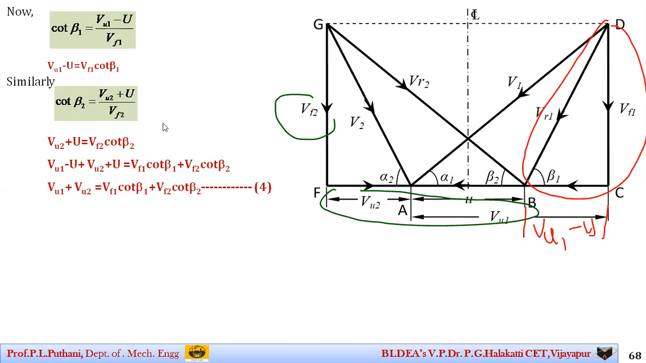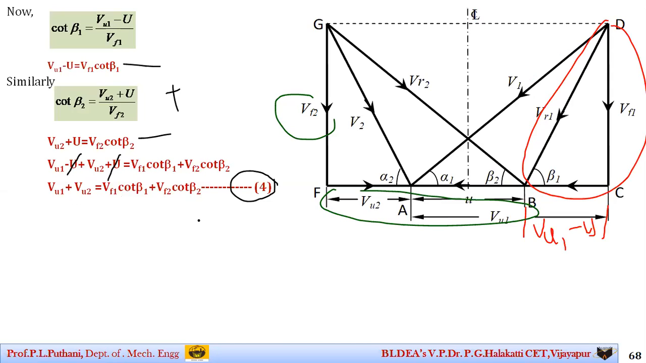Now the next step is to sum both these equations together. On summing, we get Vu1 minus U plus Vu2 plus U equal to Vf1 cot beta 1 plus Vf2 cot beta 2. On simplification, minus U plus U gets cancelled, and we are remaining with Vf1 cot beta 1 plus Vf2 cot beta 2. This is equation number 4.